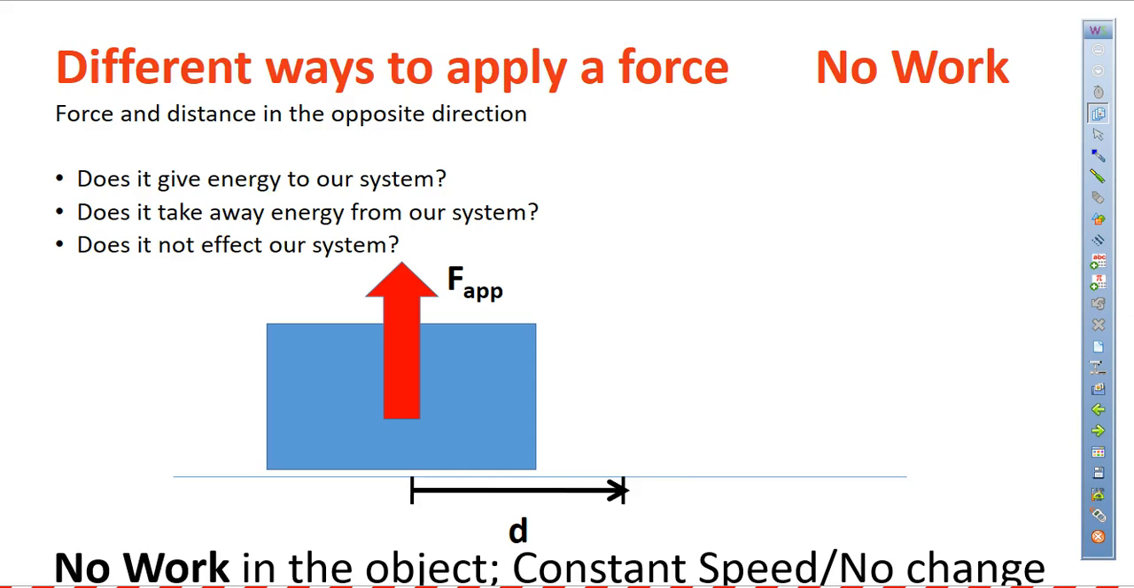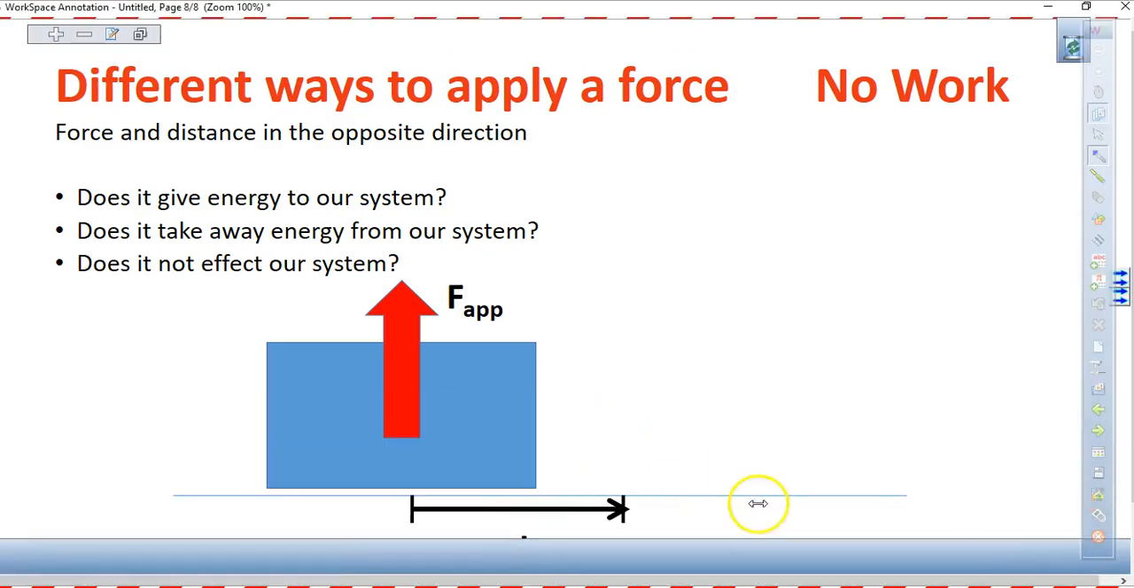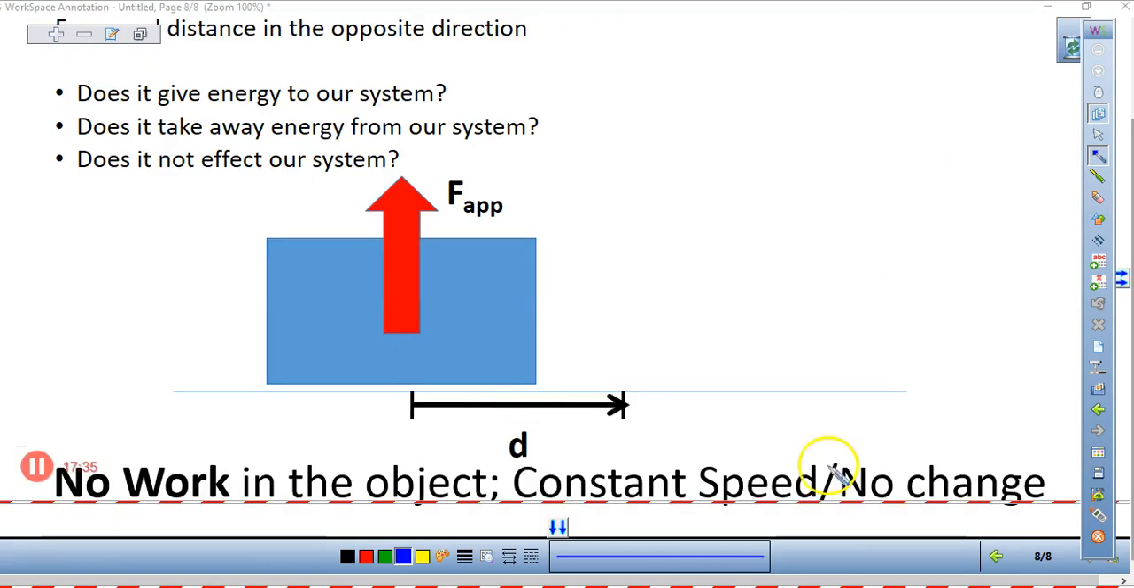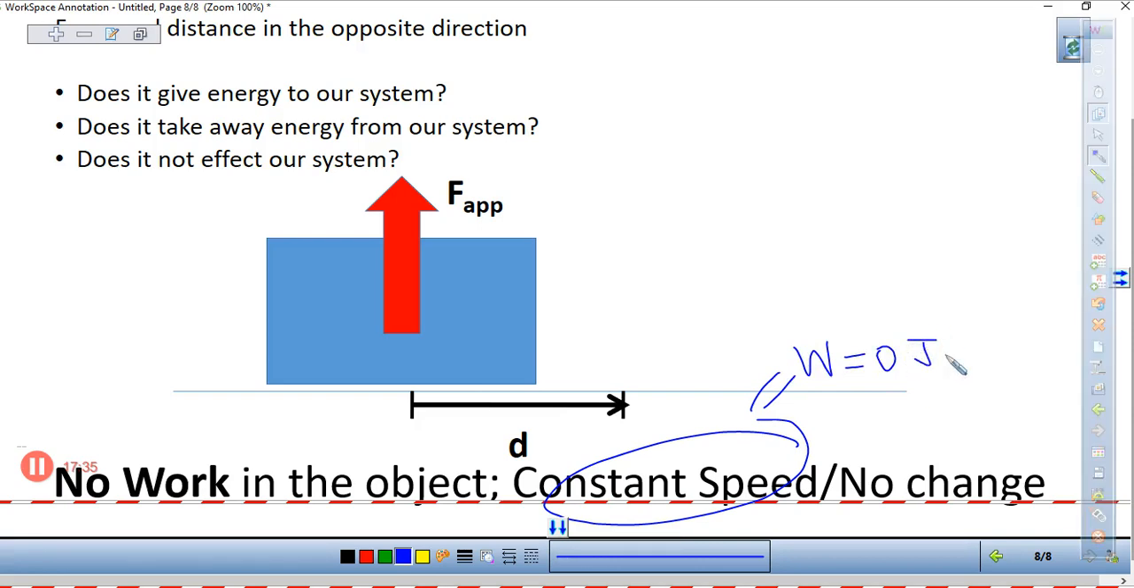Something I want to highlight too is the constant speed. That's another way you can identify if there's work done or not. If you see the word constant speed, then work must be 0. So that's another way to think about it too. A couple different key words for the scenarios.